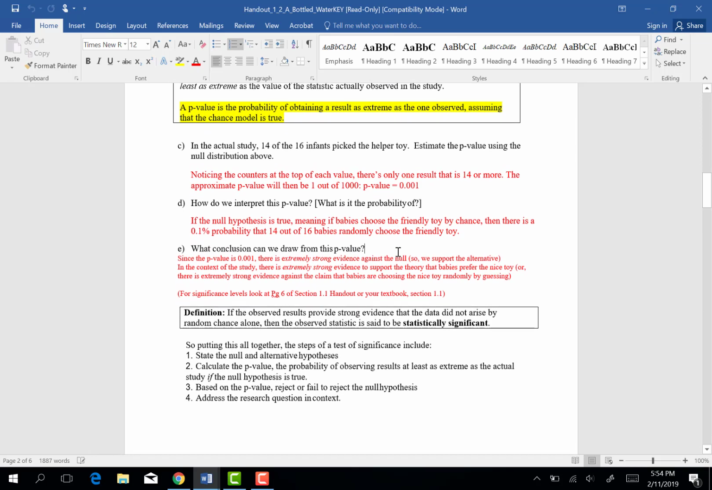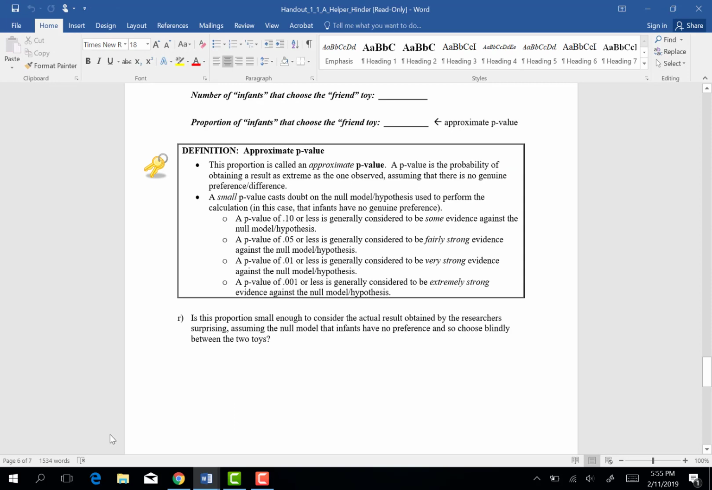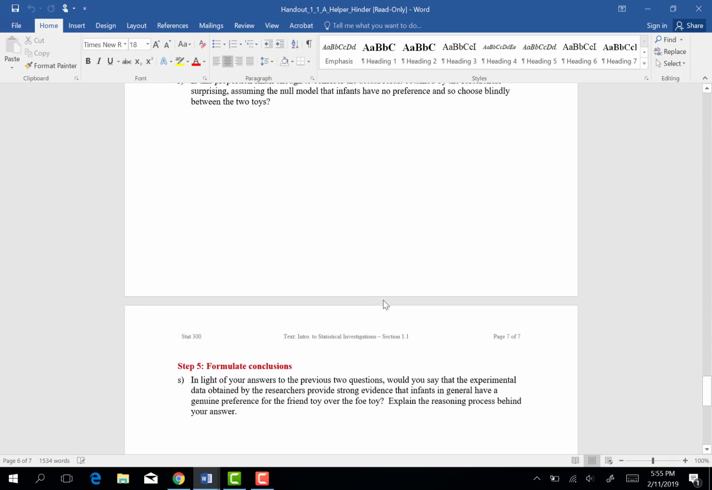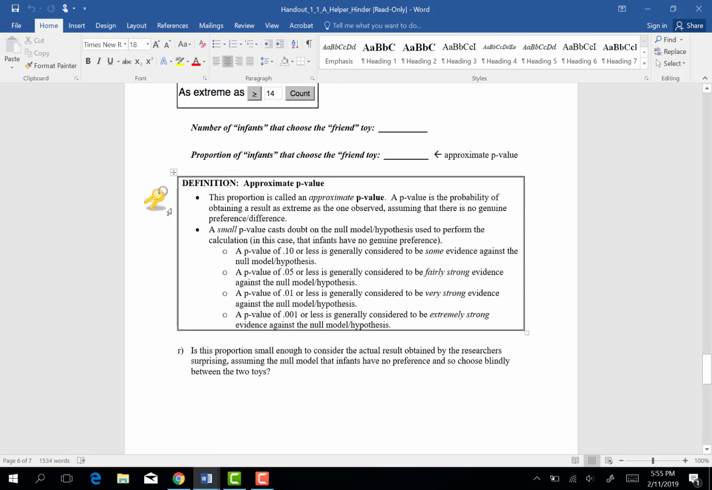What conclusions can we draw from this p-value? Since the p-value is 0.001, there is extremely strong evidence against the null, so we support the alternative. Now this extremely strong comes from back in section 1.1, so I'm going to draw your attention to that. One of the very last pages of 1.1, it's page 6 out of 7. It had this box where we first defined the p-value, and it gave us how to determine what our p-value means in terms of a conclusion.